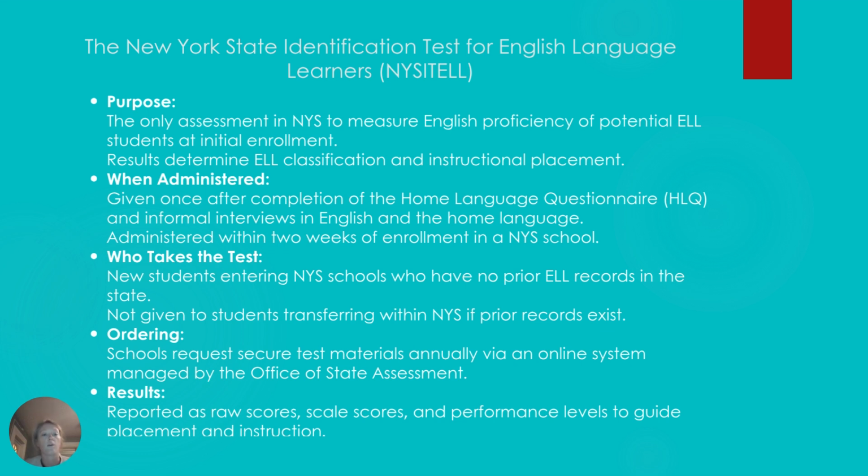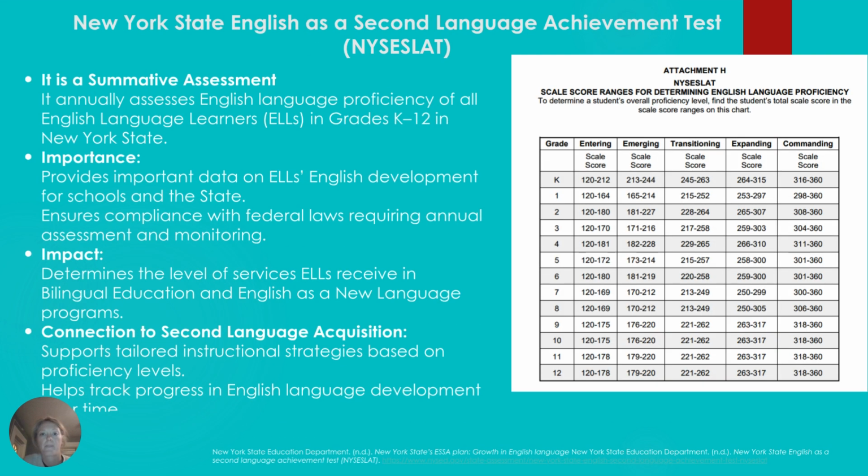The schools request secure test materials annually. It seems like from what I saw, they have to request a lot of this stuff in June. The results are reported as raw scores, scaled scores, and performance levels to guide placement and instruction. So once they take the initial test and they realize that they fall within one of these categories, there's entering, emerging, transitioning, expanding, and commanding. So very similar to those 5 stages.